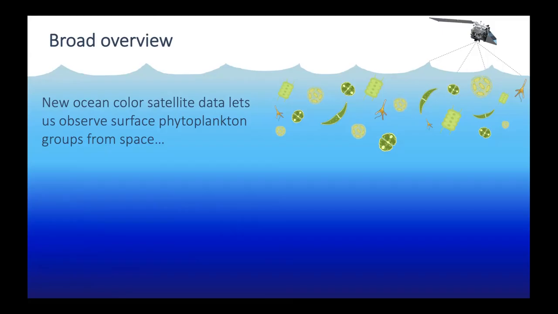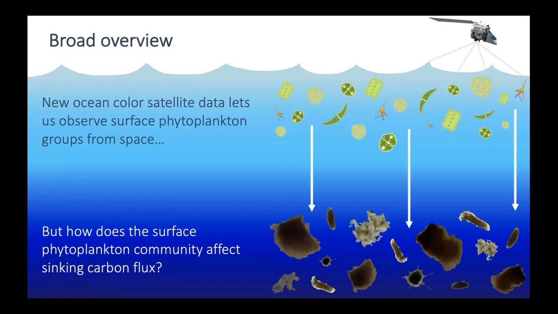But while we have these new surface ocean observing capabilities, we're still not quite sure how surface phytoplankton community composition affects sinking carbon flux. Because some of this work is funded by NASA, but also because these ocean color satellites allow us to observe the global ocean on huge spatial and temporal scales, we're very motivated to know how these surface observations might be used as a predictive indicator for understanding what's happening in the deeper ocean where an ocean color satellite can't see.